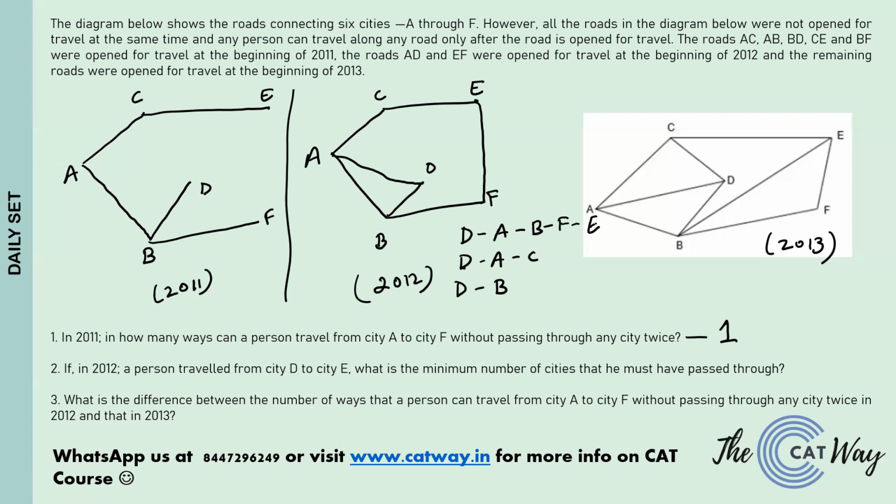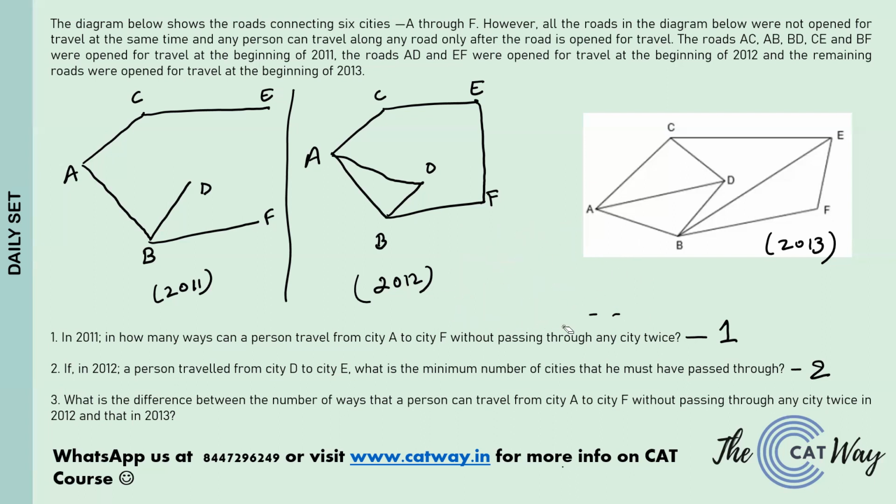Taking the case of AC, from C only one option is there, going to E. Now when he came to B, again from B he has two options. One leads directly to F and then to E. The other leads to A, then C, then E. So we have a total of 4 cases in which a person can go from D to E. Now what is the minimum number of cities? In this there are 3 cities. Here are 2 cities. Here again are 2 cities. And here are 3 cities. So the minimum number of cities required is going to be equal to 2. So with this, the second question is also done.